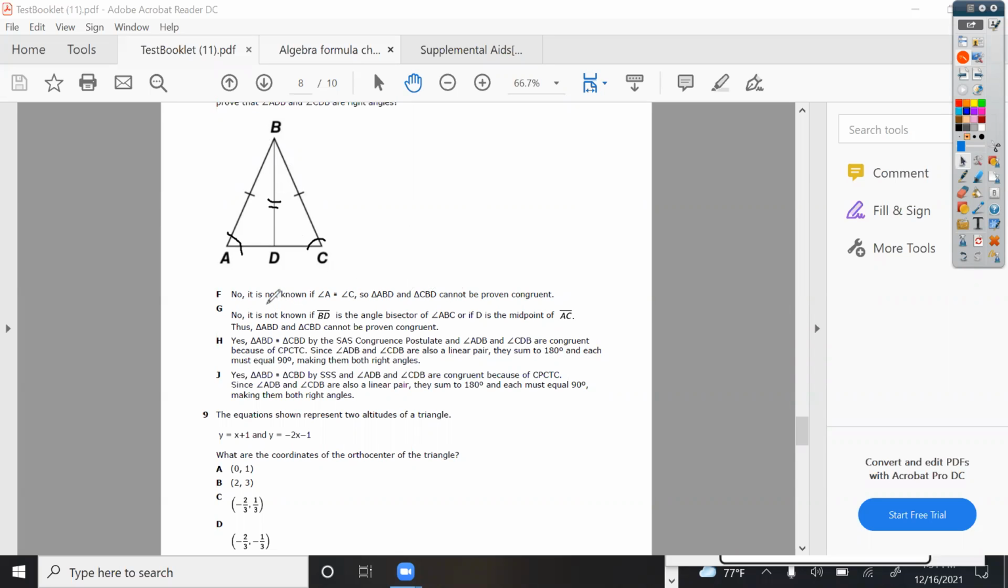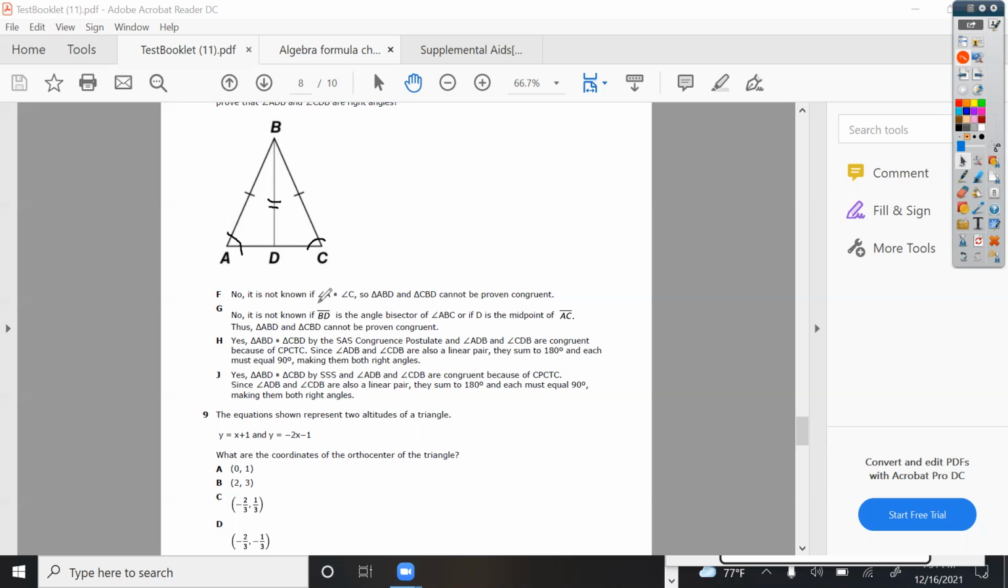Nothing else can be determined here. We don't know if this is an angle bisector. It does not say that anywhere. We don't know if this is a midpoint. And we don't know if this is perpendicular. So this is not a valid proof because it would have to be side, angle, side, but the side would have to be right here because the angle has to be between the two sides, or the angle would have to be here. So we're going to work through these answer choices.